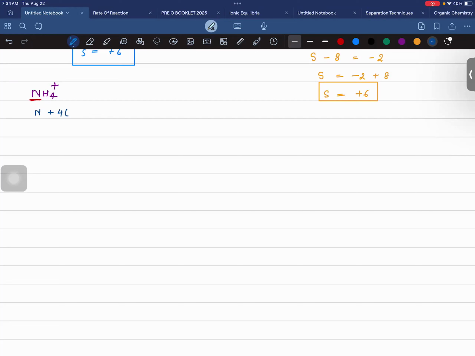-3. You need to mention the charge as well, right? So each hydrogen is +1. It should be +1 because the overall charge is +1. Whenever you see only a positive charge, it means that this is +1. Nitrogen plus 4 is equal to +1. Then nitrogen is equal to 1 minus 4. That is equal to -3. Yes, Samir, this is good. This is -3. Okay.